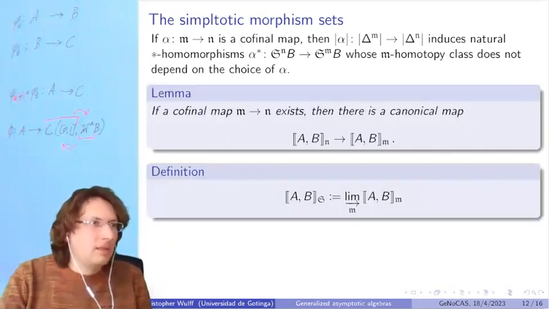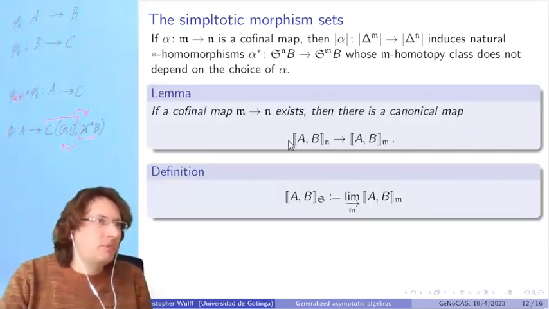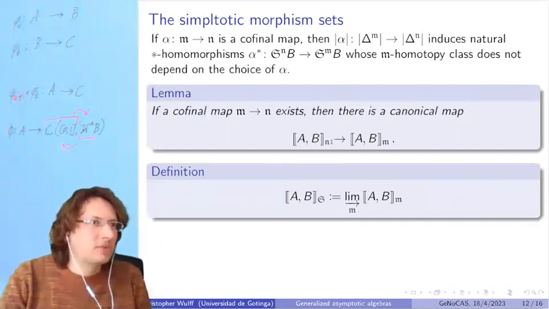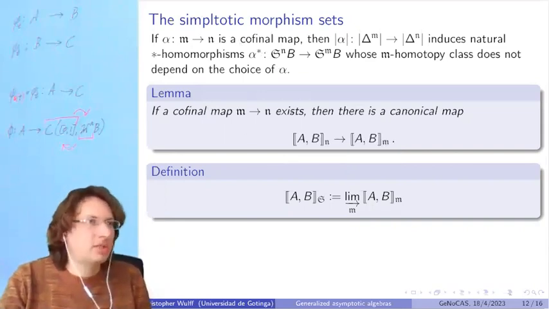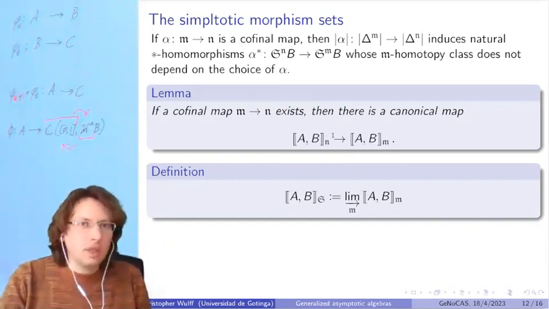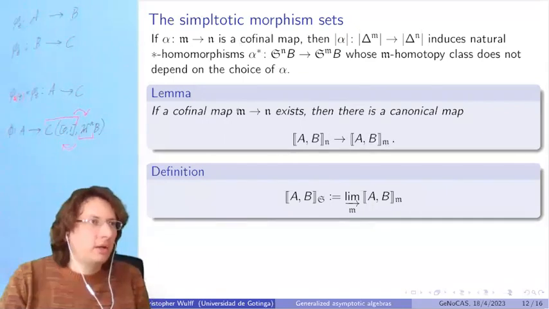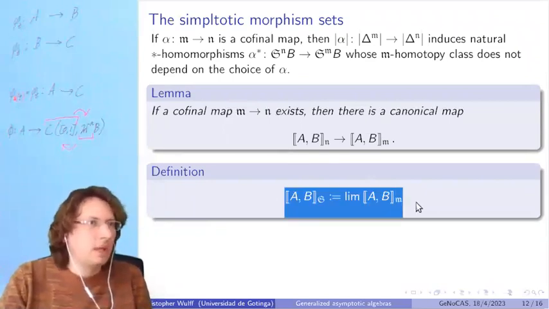And therefore, we get canonical maps from this morphism set with respect to n to this morphism set with respect to m, whenever a cofinal map exists. But which cofinal map we choose is irrelevant. And now, if we declare m to be bigger than n, if such a cofinal map exists, then we can take the direct limit as m becomes bigger and bigger and define this direct limit here.